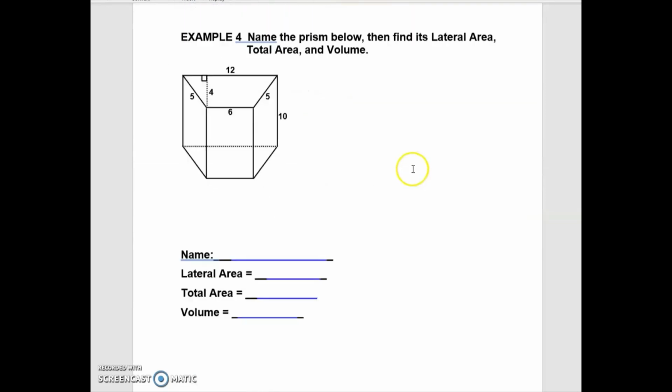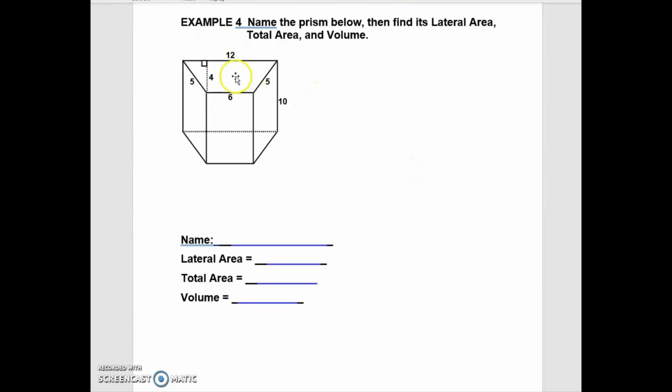Ooh. Okay, last example. Let's name this. This is a trapezoid base, so it's going to be called a trapezoidal prism. Kind of fun to say. Trapezoidal. Alright, let's find our info. The perimeter: 6 plus 12, and 5 plus 5. Remember, it's the outside. So 18 plus 10 is 28.